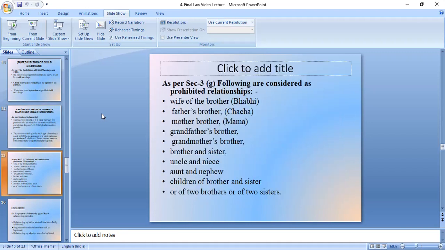As per Section 3, subclause G, the following are considered as prohibited relationships: wife of brother, that is bhabi, father's brother, chacha, mother's brother, mama, grandfather's brother, grandmother's brother, brother and sister, uncle and niece, aunt and nephew, children of brother and sister, or of two brothers or of two sisters.